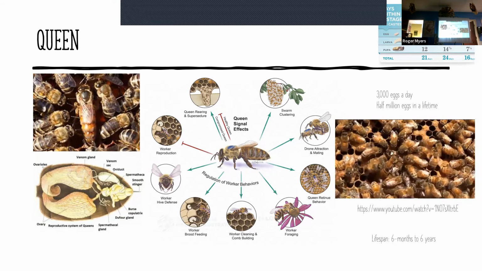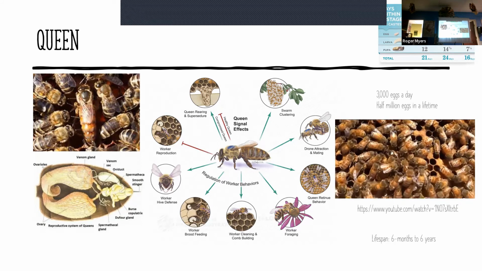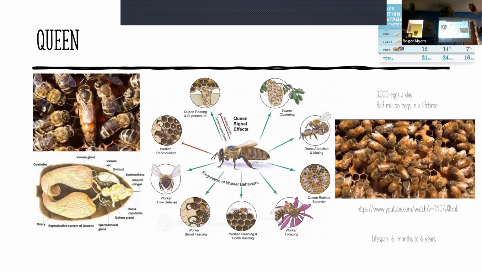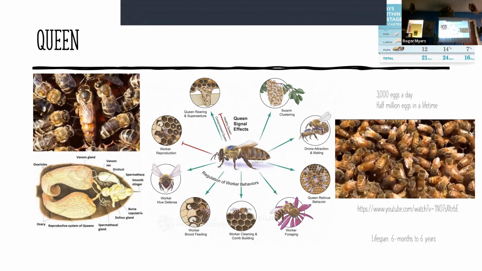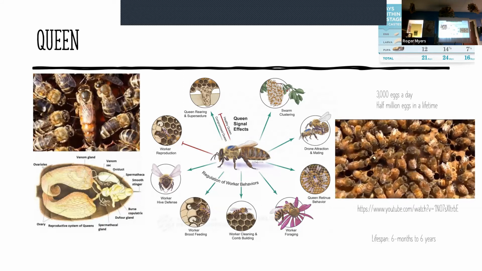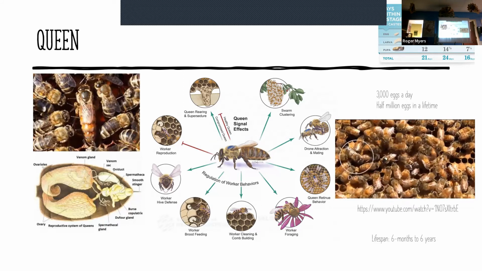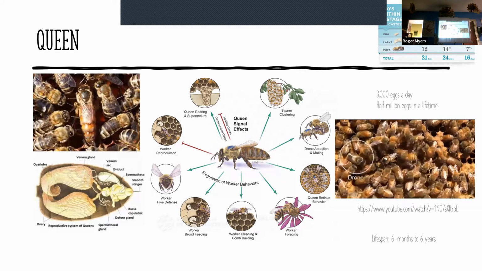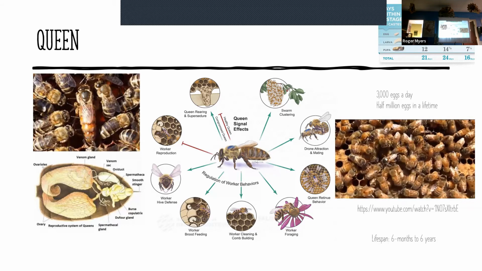So here she is again, another picture up here on the top left. What you probably can't see is a worker bee attending to her. So the queen is really pumping out eggs. She can lay up to 3,000 eggs a day.